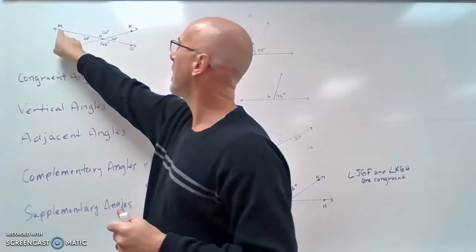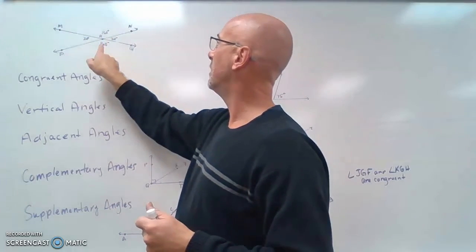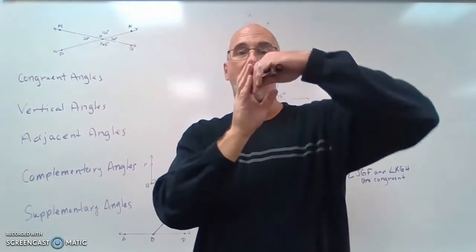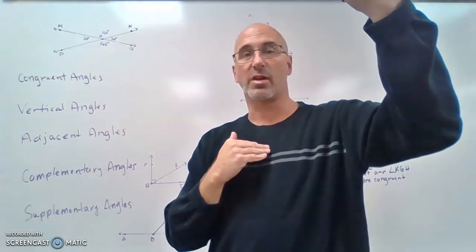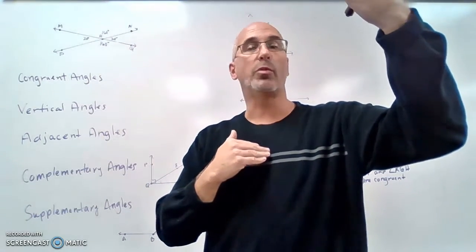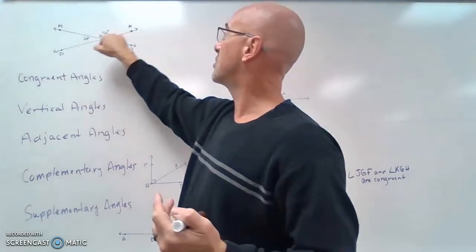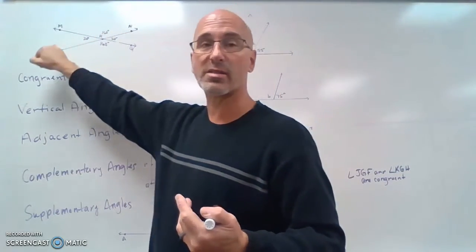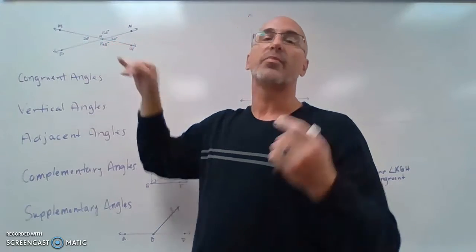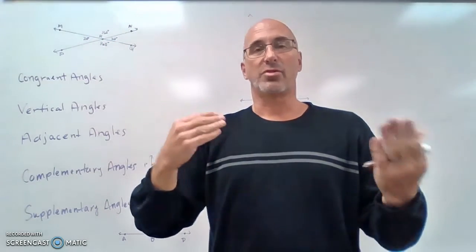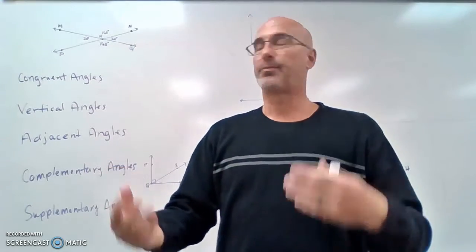So you can see that we have angle MRN and angle PRQ. They are vertical. They are across the vertex from each other. So their measures are equal. We can say that those two angles are equal. The same thing is true for these smaller angles. They are right across the vertex from each other. They are vertical angles, and therefore their measures are equal and they are congruent.